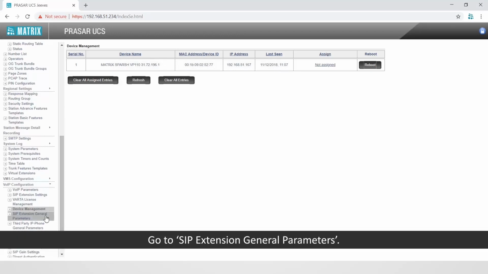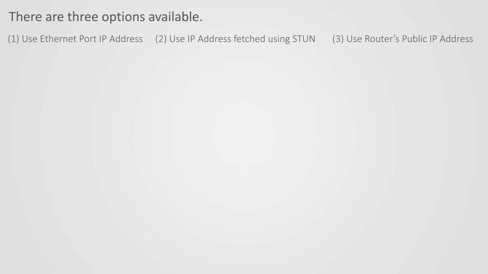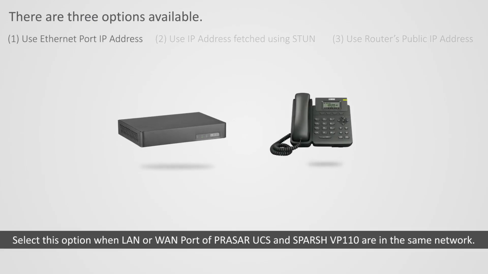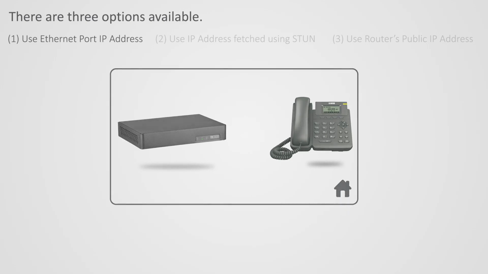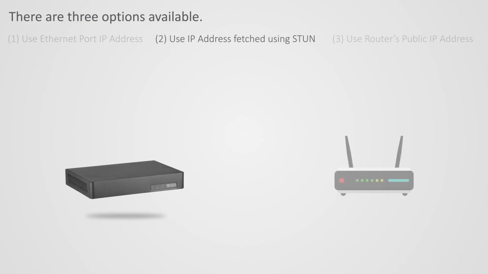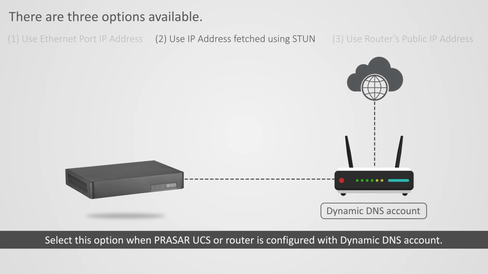Go to SIP extension general parameter. There are three options available. Use Ethernet port IP address. Select this option when LAN or WAN port of PRASAR UCS and SPARSH VP110 are in the same network. Use IP address fetched using STUN. Select this option when PRASAR UCS or router is configured with dynamic DNS account.